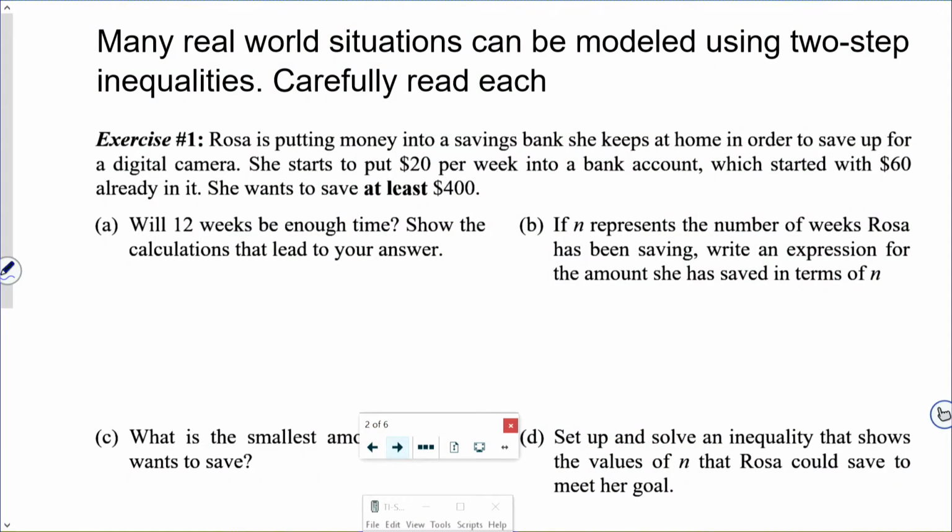All right, exercise number 1. Rosa is putting money into a savings bank she keeps at home in order to save up for a digital camera. She starts to put $20 per week into a bank account, which started with $60 already in it. She wants to save at least $400. Letter A asks, will 12 weeks be enough time? Show the calculations that lead to your answer.